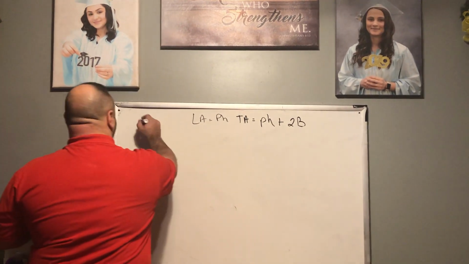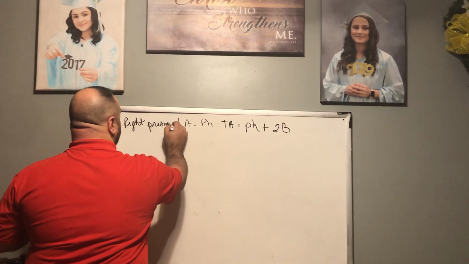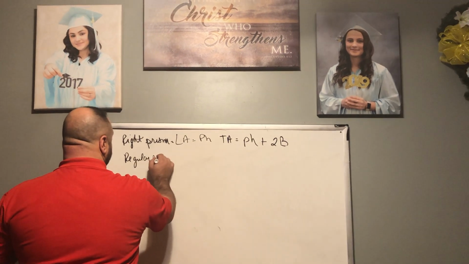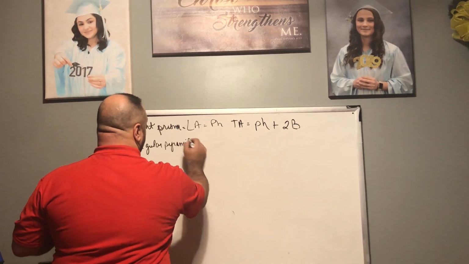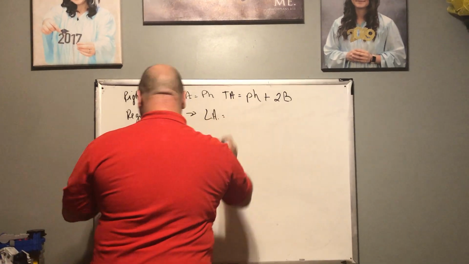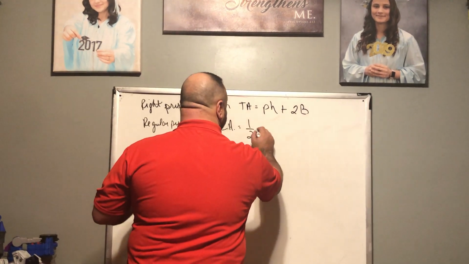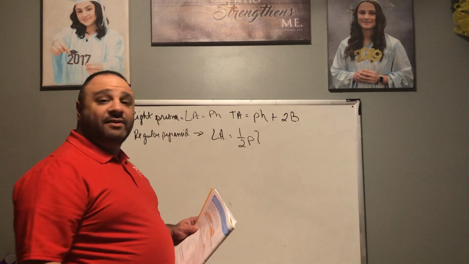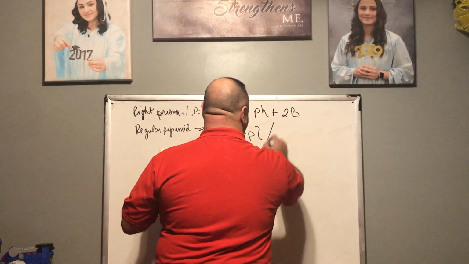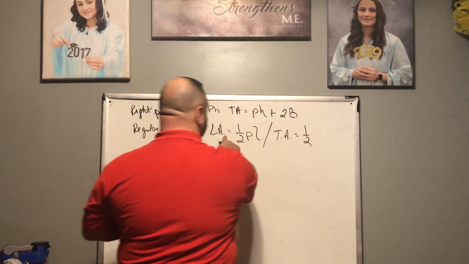So now, I'm just going to put here, this was right prism, okay? And this we have a regular pyramid. Okay, so regular pyramid, lateral area is equal to, okay, let's look at the formula there. Again, highlight these two formulas. 1/2 times the perimeter times the slant height. The perimeter times the slant height. And then we have the total area will equal 1/2. Again, the answer to the first problem.